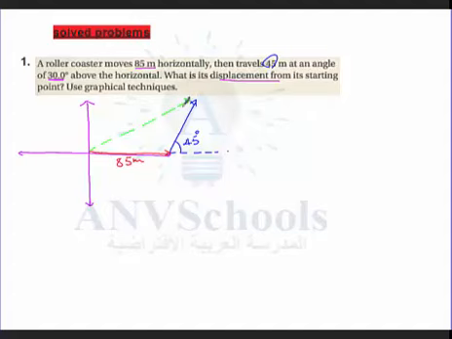So how do you find this displacement? Let's find the displacement of this coaster. What we have to do is resolve this quantity into its horizontal and vertical components. Let's say this is D1, displacement 1, and this is displacement 2. And this is dr, the resultant displacement.